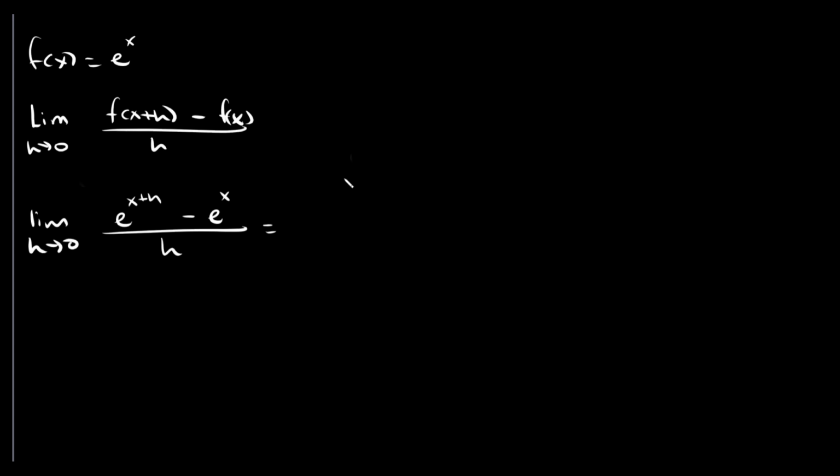Just checking if I'm making a mistake. Okay, no. All right, so if I simplify this, I'm getting e to the h minus e to the x over h, and I'm thinking about it. Yeah, I can simplify it.